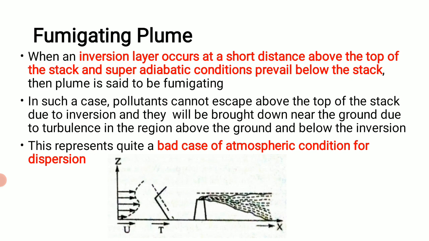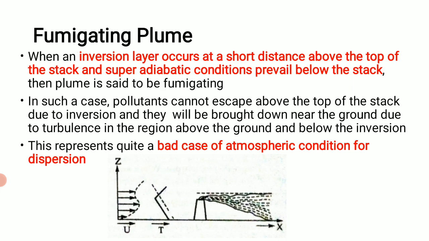Now about fumigating plume. When an inversion layer occurs at a short distance above the top of the stack and superadiabatic conditions prevail below the stack, that is just the opposite of lofting plume. Just the opposite of lofting plume becomes the fumigating plume, that is, the inversion layer is above the stack and the unstable layer is below the stack.